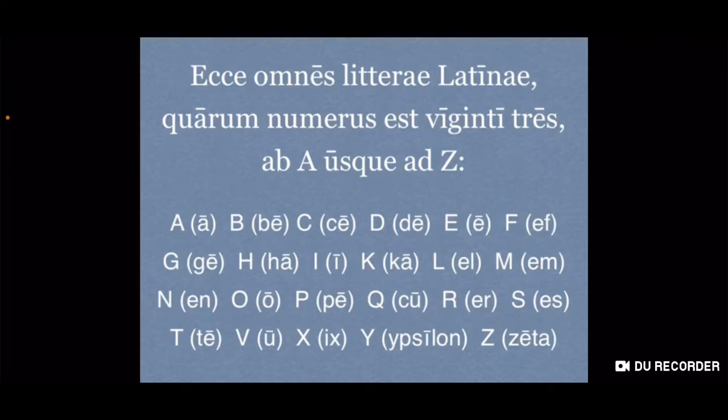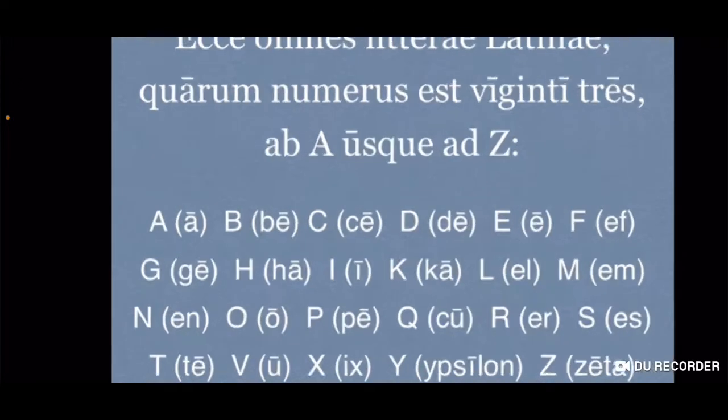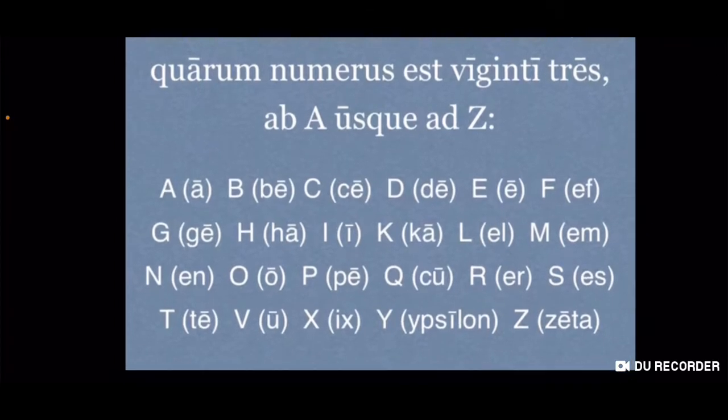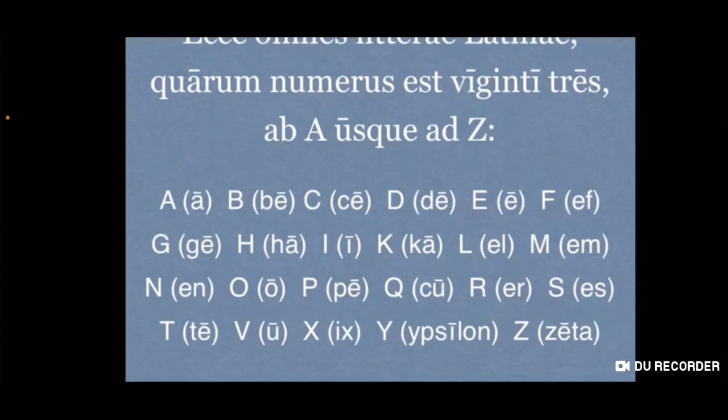So look at all the Latin letters, which is number 23, from A all the way to Z. Let's say A, B, K, D, E, F, G, H, I, K, L, M, N, O, P, Q, R, S, T, U, X, Y, and Z.